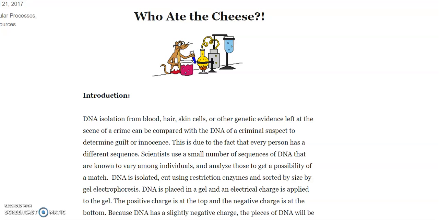So far we've learned a little bit about what the structure of DNA is, and now we're going to go into how it can be used in everyday life. For this activity, we're going to be looking at crime scene data, and we're going to use some DNA that was found at the crime scene to figure out who ate the cheese. I'm going to give you a little bit of an introduction and then give you some more information on what we're going to use to figure out who the culprit is.